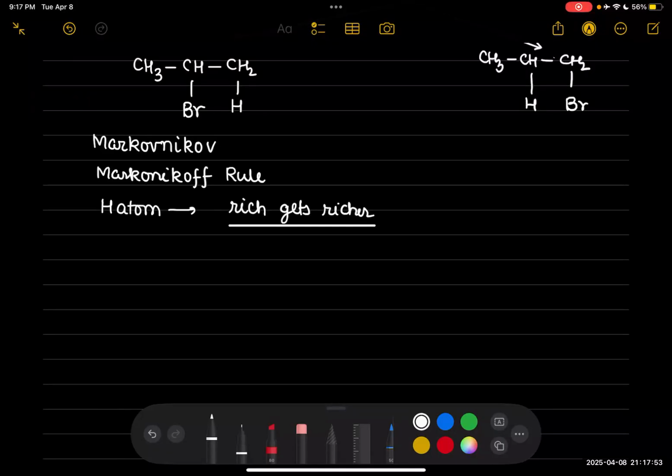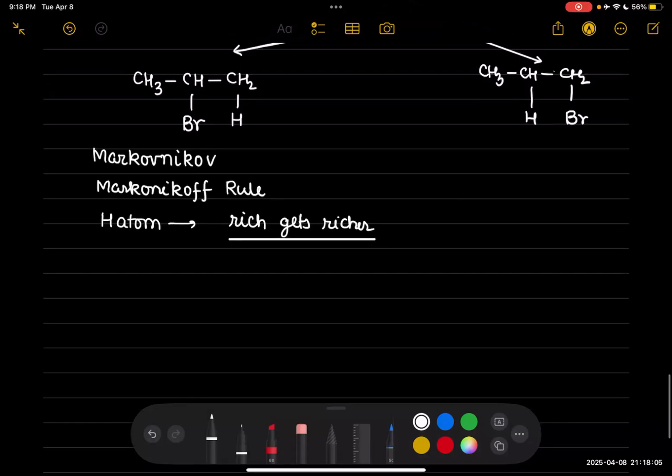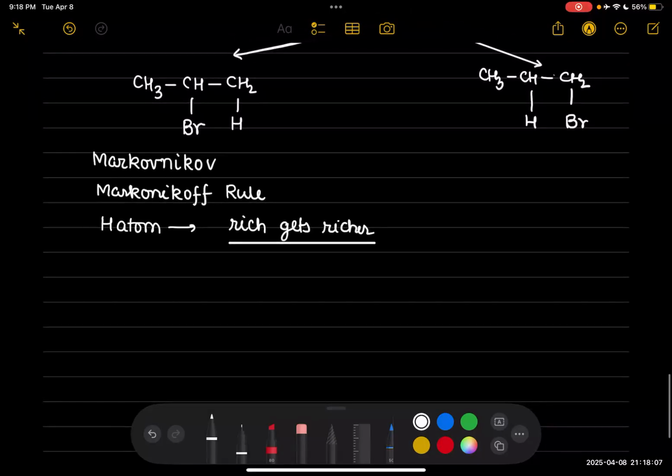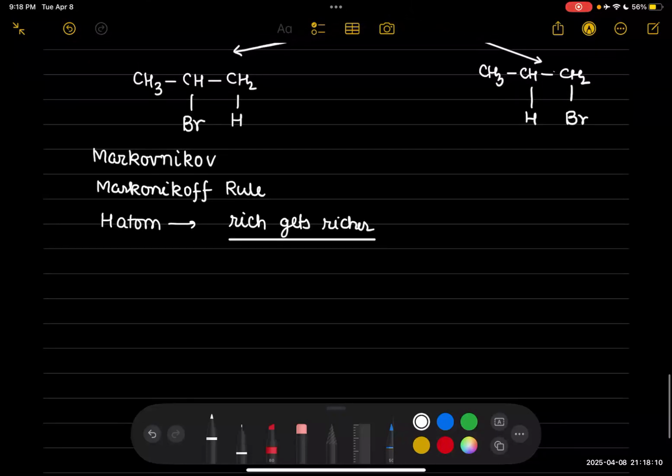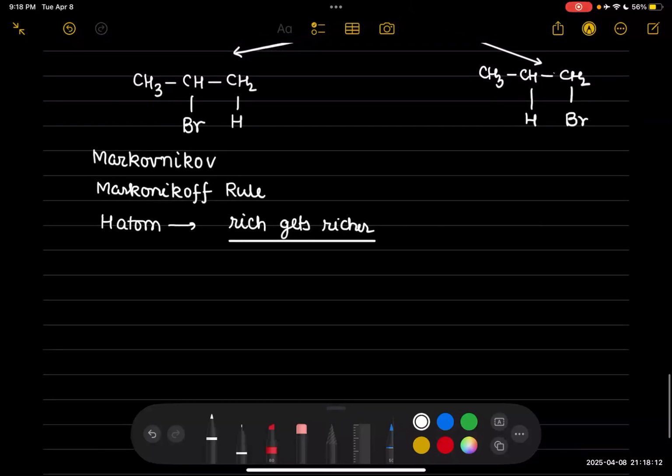Jaslin, Zainab, are you getting my point? This is a mnemonic to learn how to put H. Rich gets richer. So wherever you have more hydrogens, put hydrogen on that atom. Choose that atom to put hydrogen.